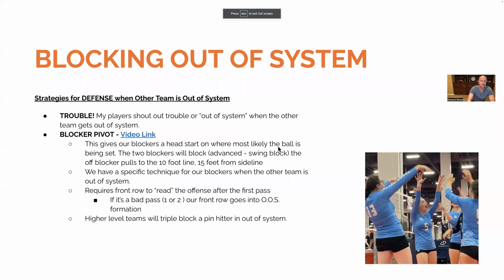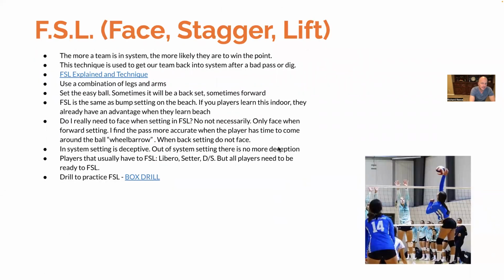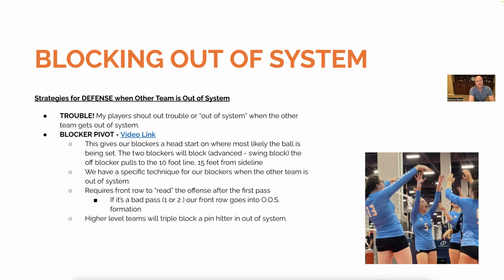Okay, so let's talk about blocking. So blocking out of system versus blocking in system. So again, these are strategies for defense when the other team is out of system. First thing is our front row, they'll shout it out if the other team gets out of system, off of that serve receive pass or after a hit and they pass out of system. We usually shout trouble or we'll shout out of system. And that helps just alert everybody on our team of what's going on.